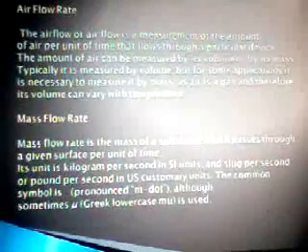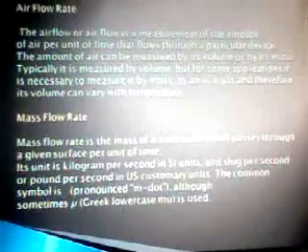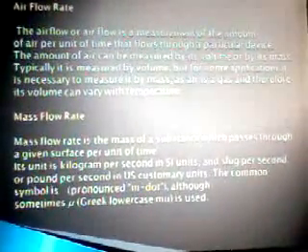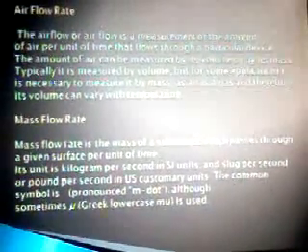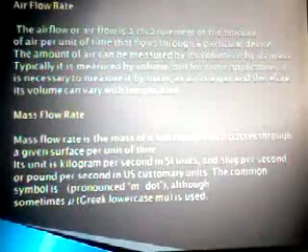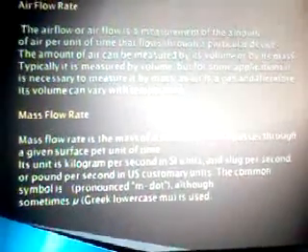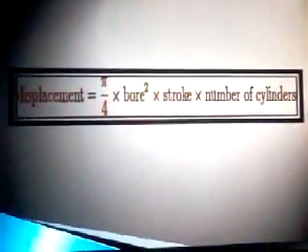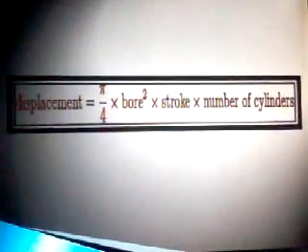And these are about the exhaust gas recirculation. These are the physical parameters which are used in the calculations. Airflow rate is a measurement of the amount of air per unit of time that flows through a particular device. Mass flow rate is the mass of a substance which passes through a given surface per unit of time. And this is the displacement formula. This is the displacement of an engine.